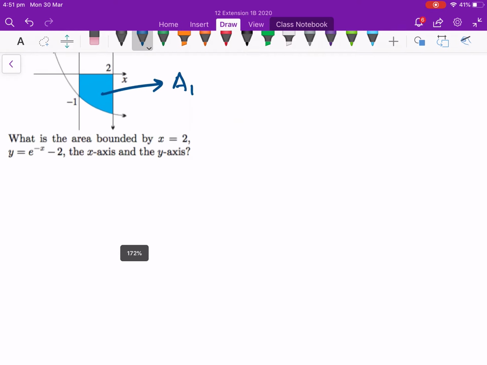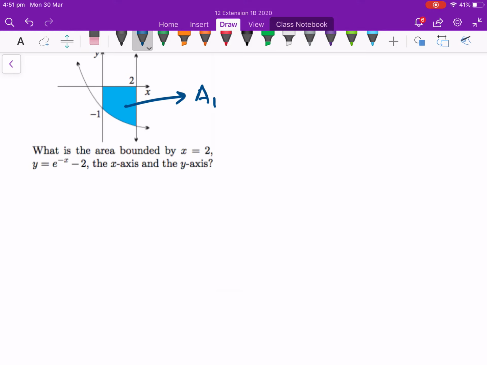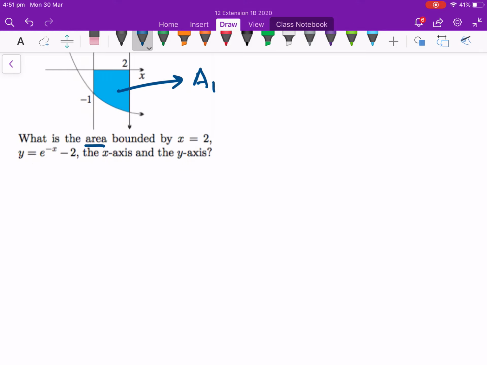Now, just a reminder, the question has actually used the word area, so we need to be careful here, because when we find the integral between two limits, if it's below the x-axis, then it will actually give us a negative value. So because we're finding the area, we need to remember to use the absolute value symbol.